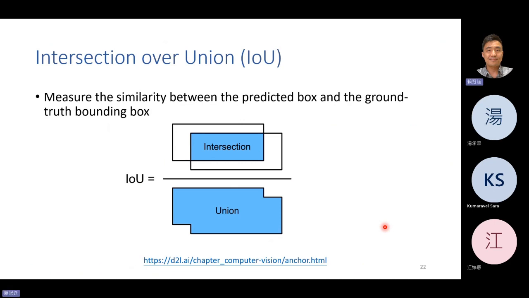To evaluate the performance of an object detector, we use intersection over union. So we first need to calculate the intersection area of the ground truth, the correct bounding box, with the predicted bounding box, and then divide by the overall size of the 2 bounding boxes. It's called the intersection over union.